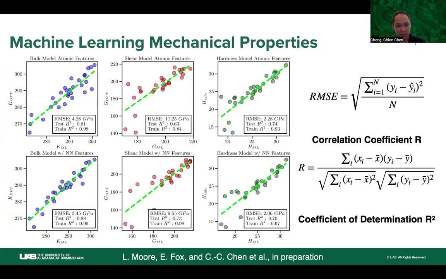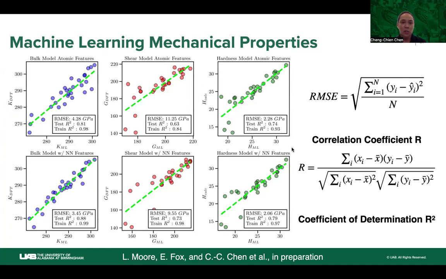Okay, so these are the results based on random forest models. We have tried similar gradient boosted trees and achieved a similar result. So let's just focus on these results on random forests. Here on the top rows are the predictions for bulk, shear, and hardness values. The vertical axis is the DFT calculation, the ground truth. The horizontal axis is the machine learning predictions.